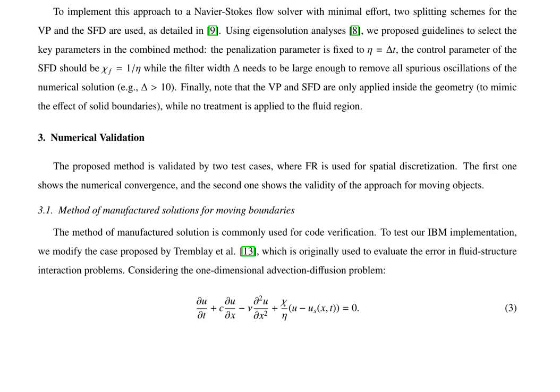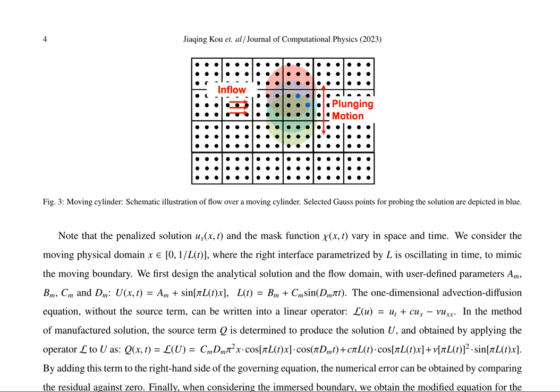The analytical solution and flow domain are designed with user-defined parameters, and the source term Q is determined to produce the solution U. The numerical error is obtained by comparing the residual against 0, and the results are shown in Figure 2. The second test case involves a moving cylinder, where the flow over the cylinder is simulated. The method of manufactured solutions is used to validate the approach for moving objects.